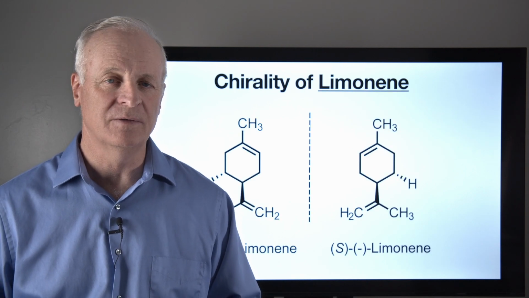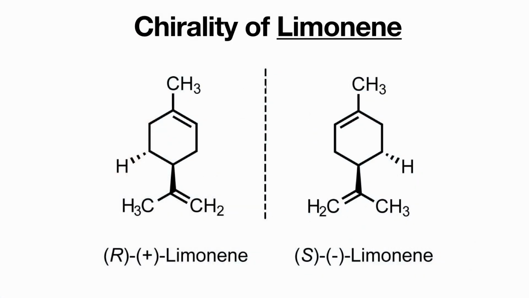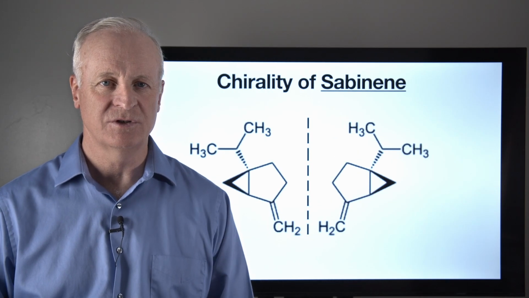Here's an example of the chirality or handedness of limonene. There's not just one limonene molecule, there are two limonene molecules. A left and a right-hand version. They are mirror images of each other.